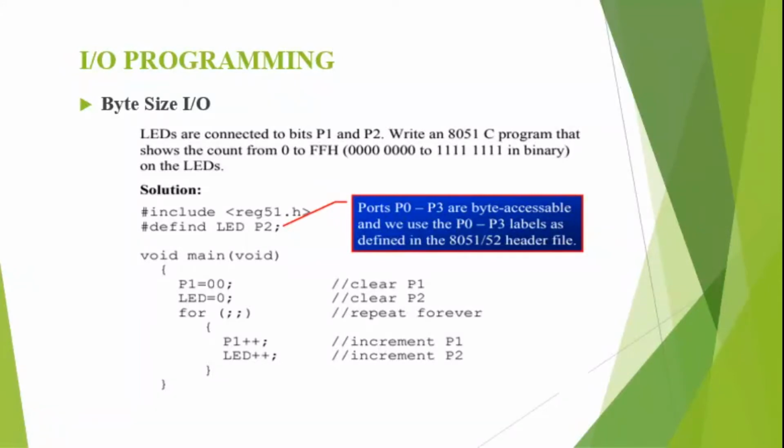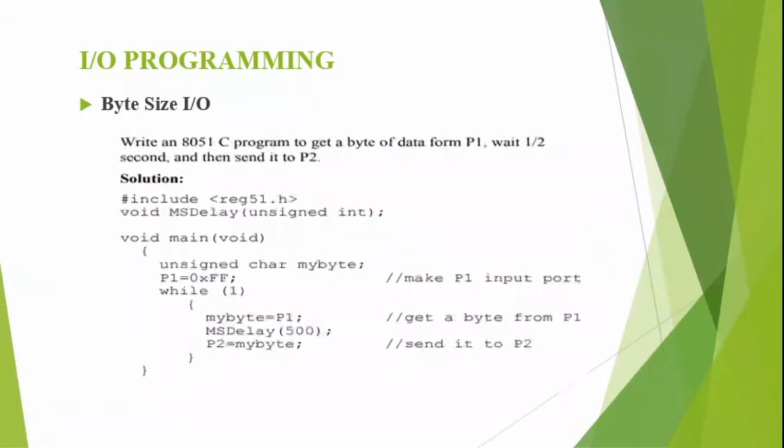And then a for loop is used without any condition, since the counting from 00 to FF has to be done continuously. And then in the for loop we are incrementing port 1 and port 2. So P1 plus plus is used to increment port 1, and the label LED, LED plus plus, is used to increment port 2.